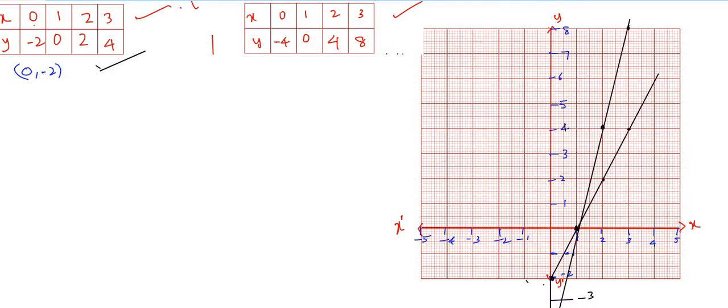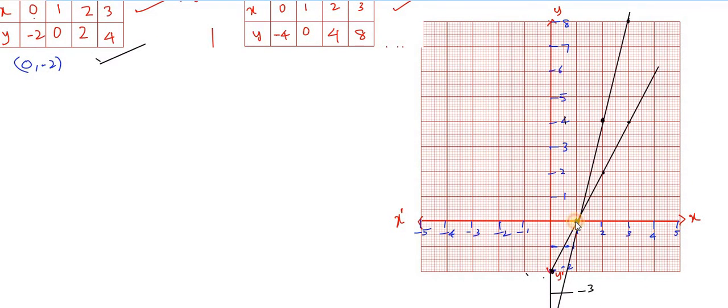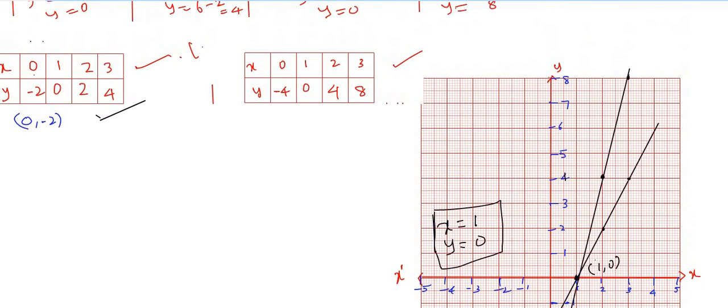Now the actual answer starts here. Where these two lines intersect, the two lines intersect at 1 comma 0. So therefore our x value is equal to 1 and y value is equal to 0. This gives you 2 marks, and it is a very important problem.